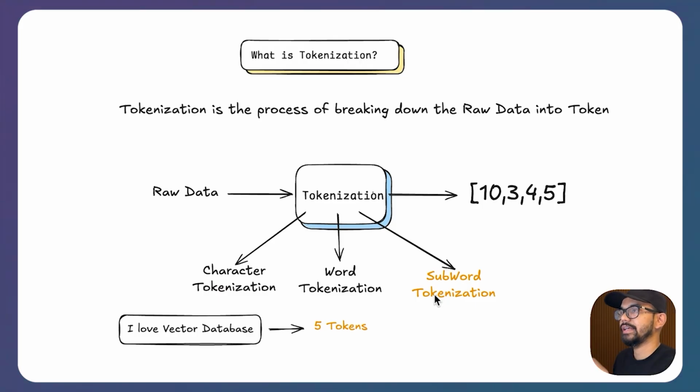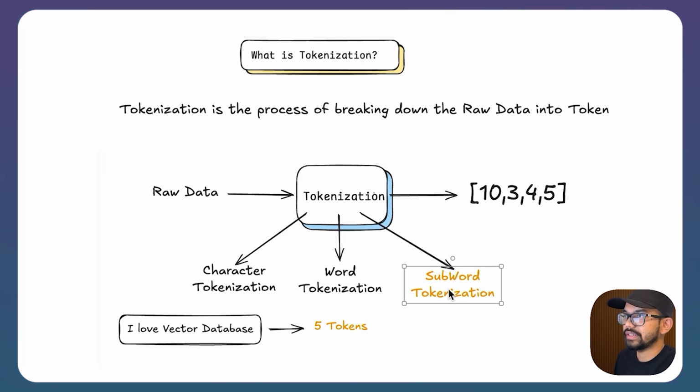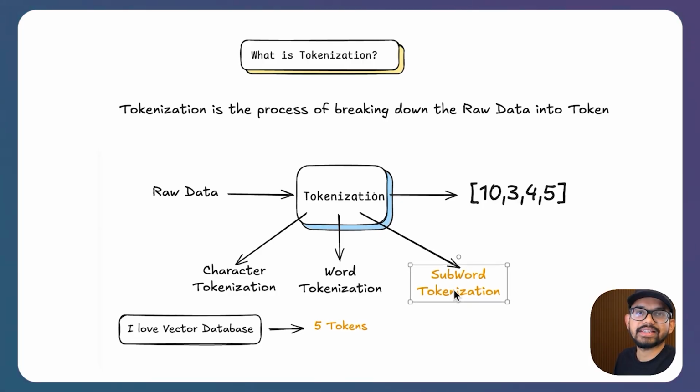Okay, so that's the main concept that you need to understand about tokenization. The subword tokenizer is what all the modern LLMs use to optimize the number of tokens. So that's the key takeaway from this video.